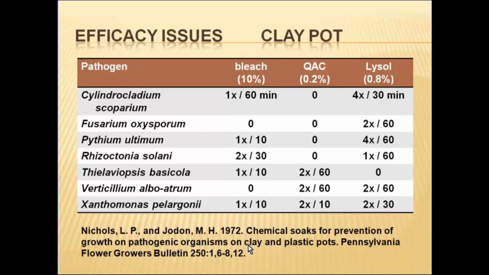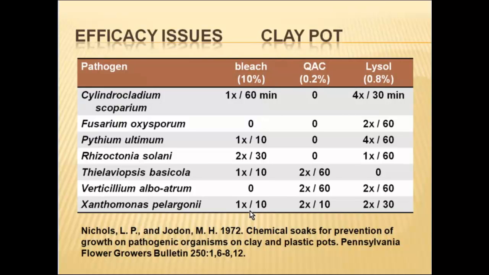This is another study done in 1972, reported in a Pennsylvania Flower Growers Bulletin. They, in that study, used 7 different genera of pathogen, 6 fungi, 1 bacteria, being the Xanthomonas. Again, they used a range of disinfestants. I'm, again, only reporting 3. This is on the clay pot. Now, clay material is a porous substrate. Not as porous as wood, but it's still a porous substrate.